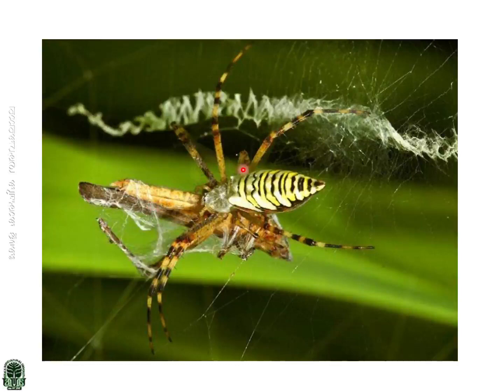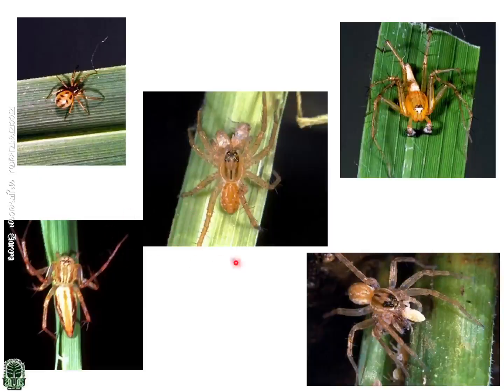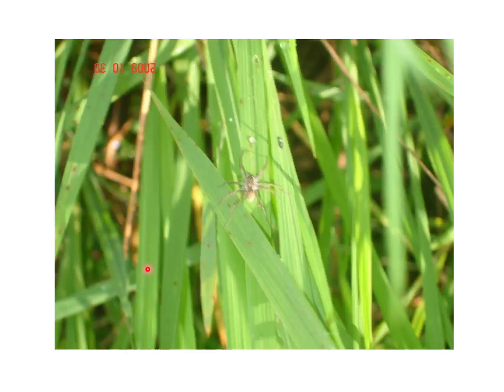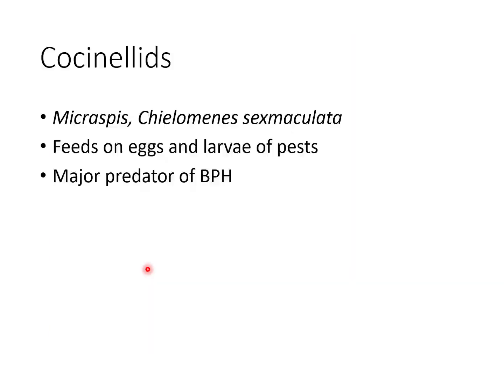See the spider feeding on leaf folder adult. This is spider feeding on BPH, spider feeding on stem borer adult. This is a spider picture. Next one is coccinellids.